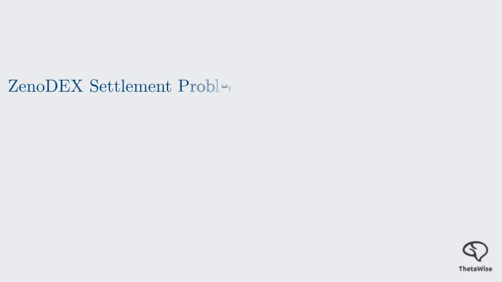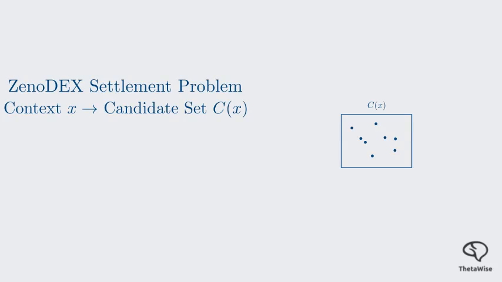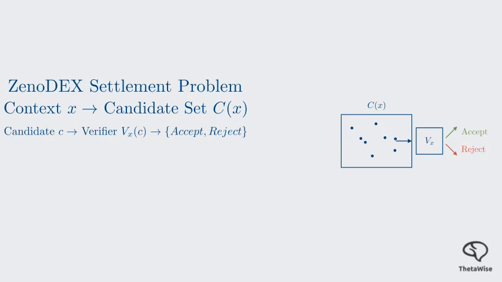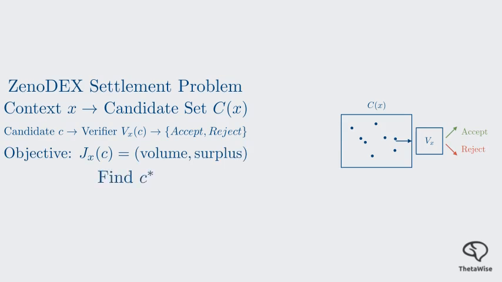To understand why Zeno-Energy is necessary, we first need to look at the settlement problem in Zeno-DEX. In a settlement context, denoted as X, we have a finite set of potential candidates, which we call C of X. For every candidate, there is a deterministic verifier, V sub X of C, which tells us if a settlement is valid. There is also an objective function, J sub X of C, which measures things like executed volume and surplus. The goal is to find the exhaustive verifier winner, C star. This is the candidate that maximizes our objective while being accepted by the verifier.